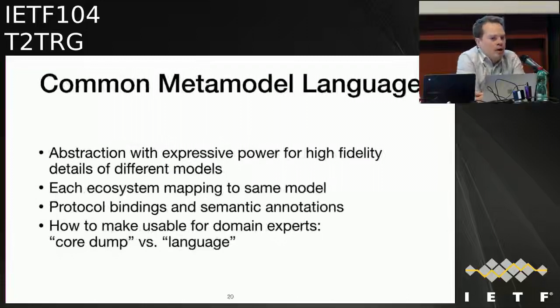We also discussed this common metamodel language, which is basically an abstraction between having expressive power to have high fidelity details of different models. The idea is that when you have this metamodel, you can have different ecosystems mapping to the same model, and with that you can achieve interoperability, but you can also describe this common model using the metamodel. Then when you go to concrete implementations from different organizations, for example, you can use protocol bindings and semantic annotations to achieve that. One good observation on this kind of models was that we really need to make this usable for domain experts, because oftentimes when these models are described by a language, it is someone who may not have years of IETF or data model background, but actually has domain expertise, for example, in agriculture or smart metering. So instead of showing what we call a core dump, perhaps a more human-friendly language is an important design consideration.